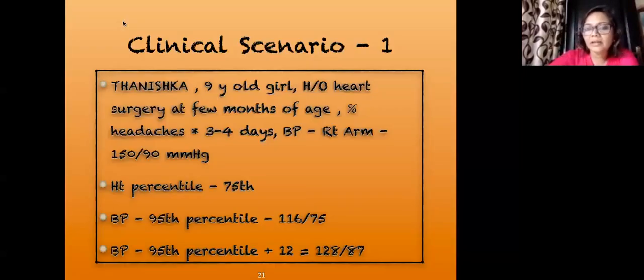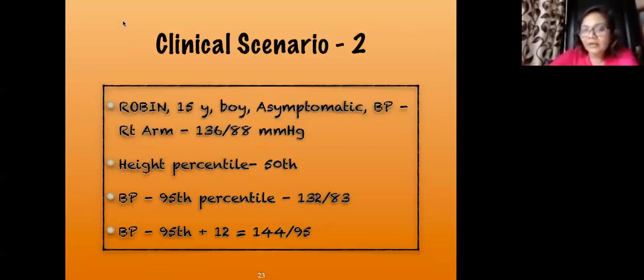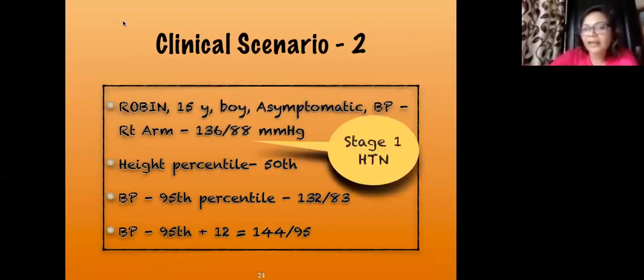So going back to Kanishka, her height percentile falls in 75th. So her BP 95th percentile is 116 by 75, 95th is 128 by 87. So she is way more than all that, and she will fall into stage 2 hypertension. How about the other boy, Robin? So here his height percentile is 50th, you calculate you find out the 95th percentile and the 95th plus 12, and you know that he falls into stage 1 hypertension.